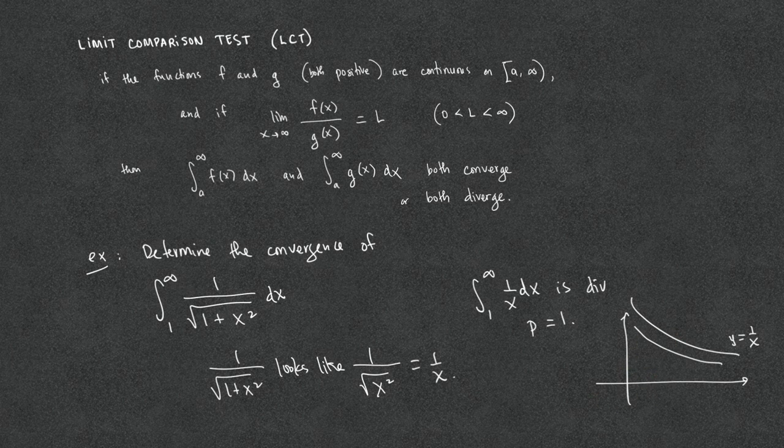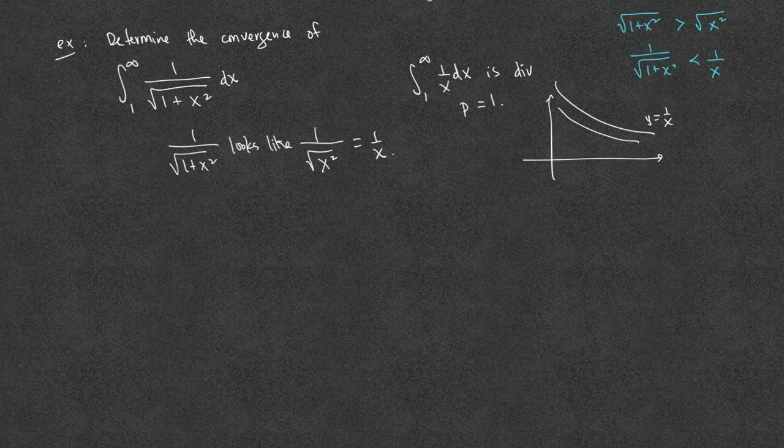To avoid working with the inequality, we would just simply take the limit of the two. We set up the limit as x goes to infinity of f of x over g of x. It doesn't matter which one we use for f of x and which one we use for g of x. Let's just say that 1 over the square root of 1 plus x squared is f of x and 1 over x is g of x.